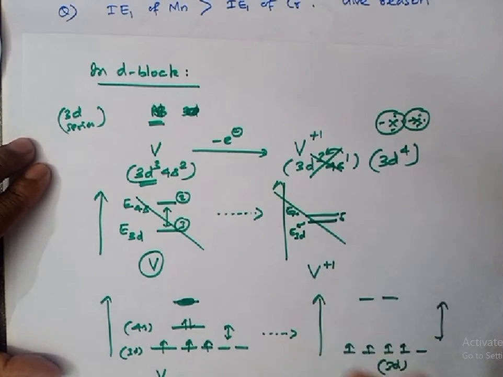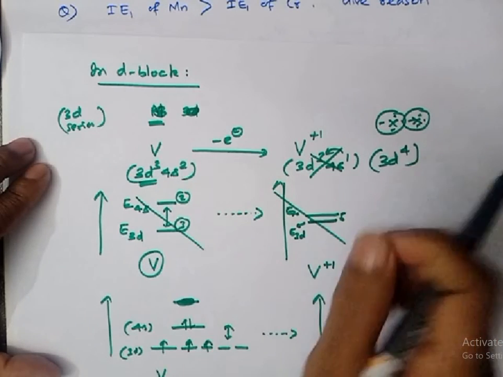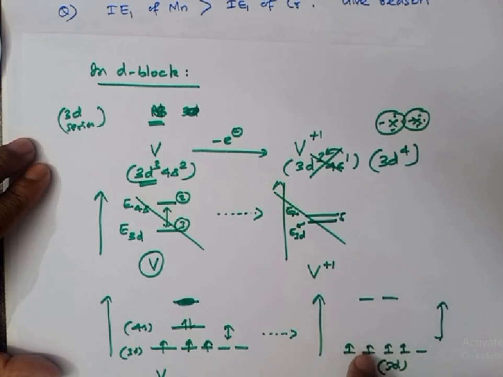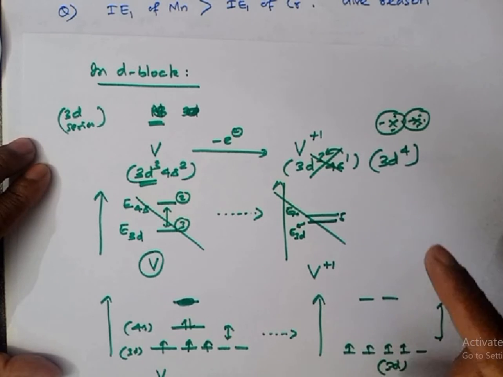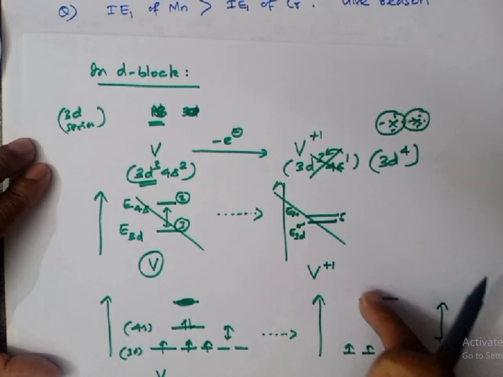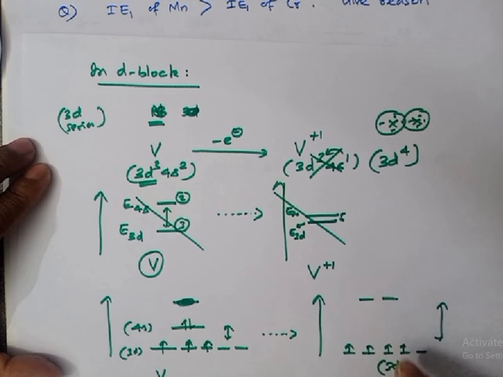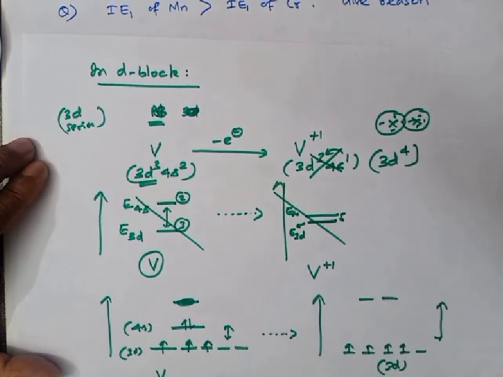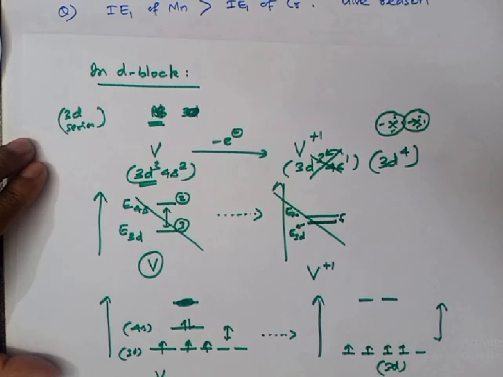Why 3d4? Because when we remove one electron, you will get the vanadium positive ion. In this positive ion, the energy gap between 3d and 4s increases. Because of that, the electron present in 4s prefers to occupy the lower energy level. Therefore, the electronic configuration becomes 3d4. Is this clear, students? Keep this point in mind.